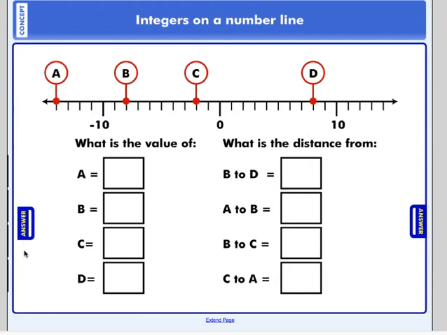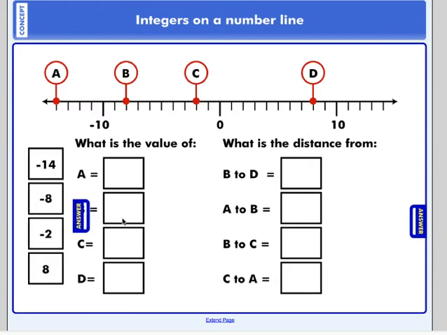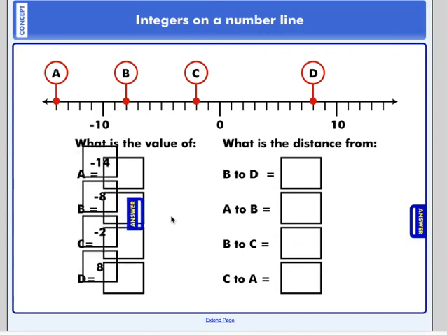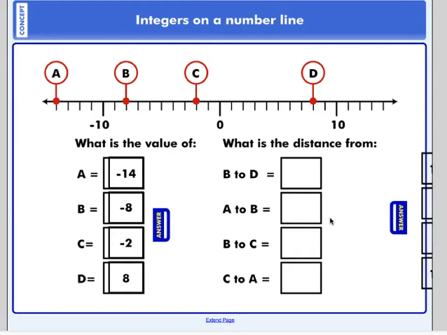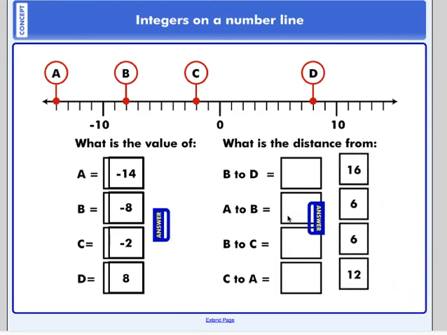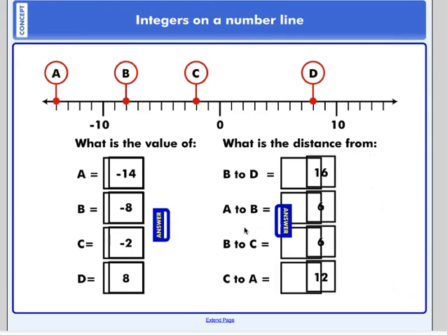Okay, let's check your work. The value of A is negative 14, like we said. Value of B, negative 8. Value of C, negative 2. And the value of D, 8. Okay, were you able to name those points on the number line? And then the distance between these different numbers from B to D was 16.